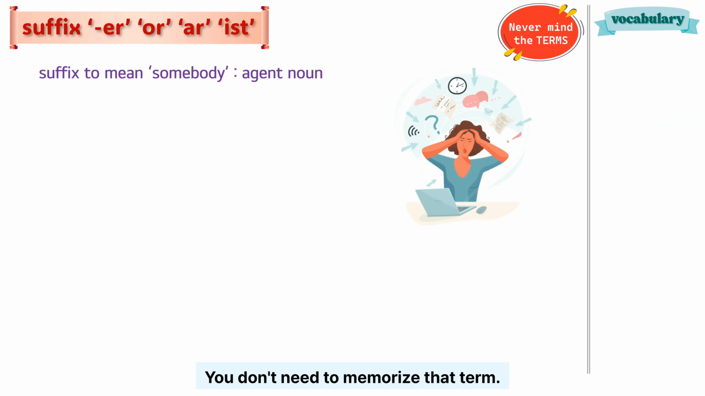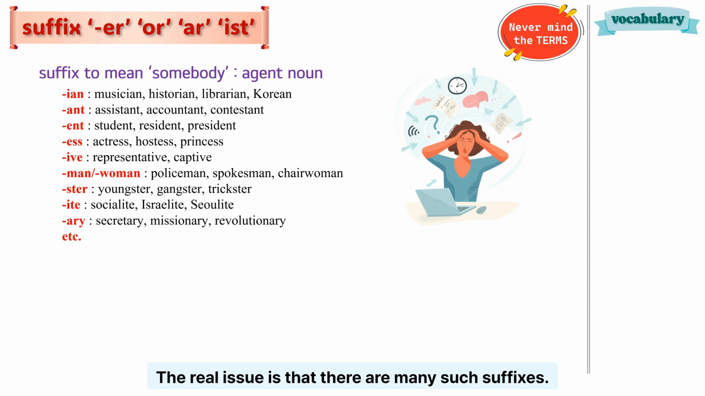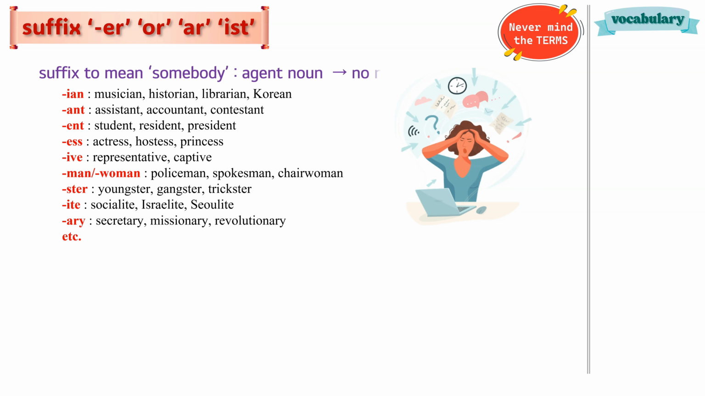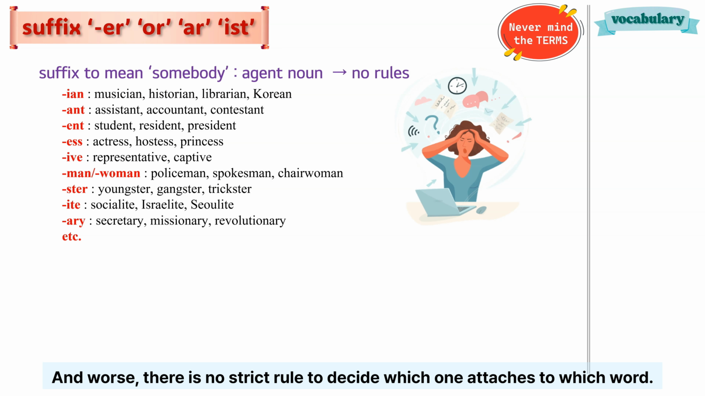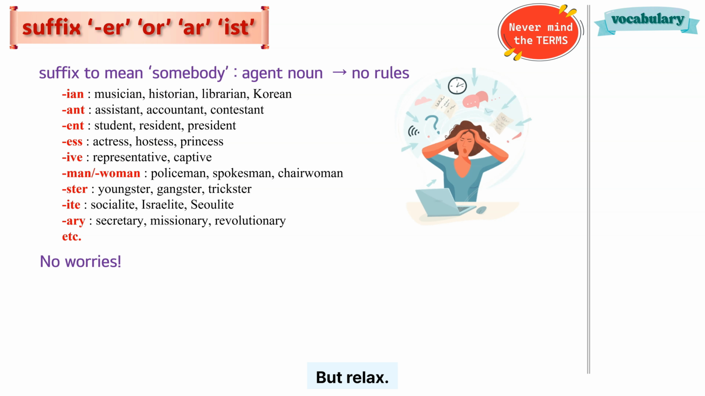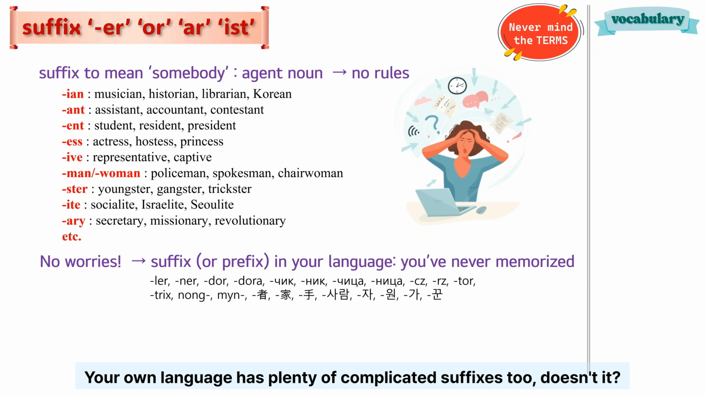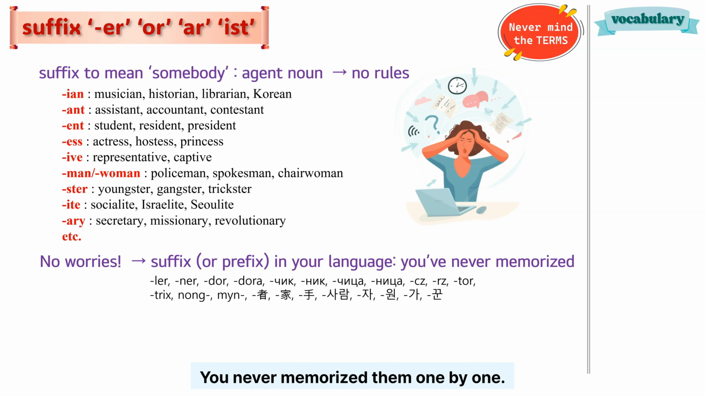It may look complicated. In fact, nouns made with these suffixes are sometimes called agent nouns. But don't worry, you don't need to memorize that term. The real issue is that there are many such suffixes. And worse, there is no strict rule to decide which one attaches to which word. But relax. Your own language has plenty of complicated suffixes too, doesn't it? You never memorize them one by one. You simply absorb them as you grew up. English works the same way. With steady exposure and repetition, your brain will naturally store these patterns without effort.